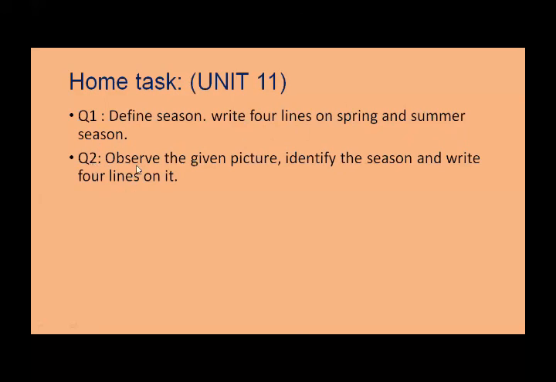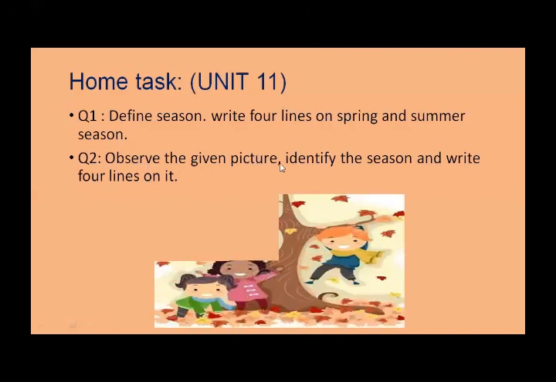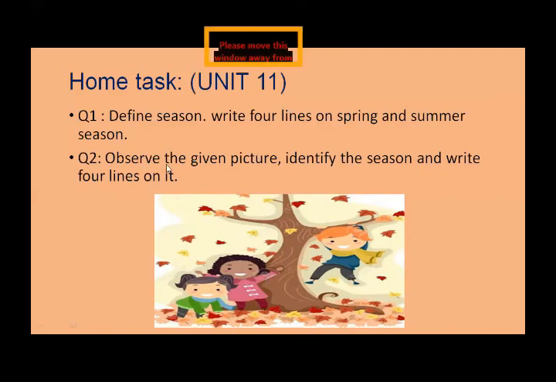Question number two is, observe the given picture, identify the season and write four lines on it. Beta, what will you do in this picture? Listen to me carefully. You don't need to draw this picture in your copy. You will only observe this picture and identify the season. Identify means, what season is this? If you know the answer, this is the identification. You will write the heading identification, then you will write the name of this season.